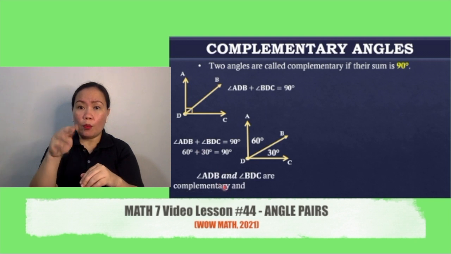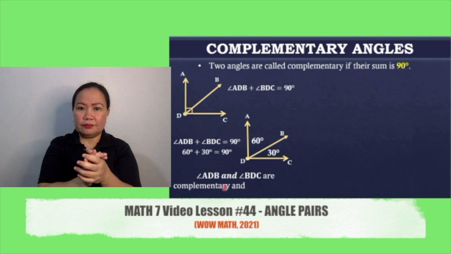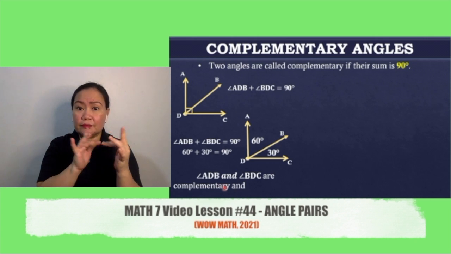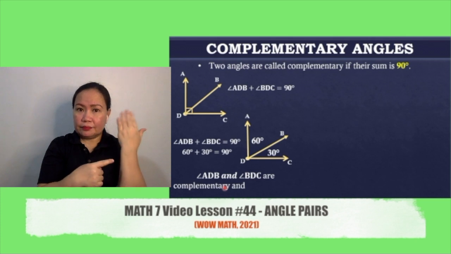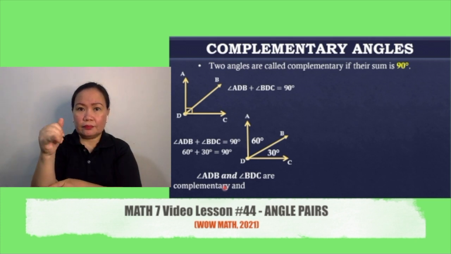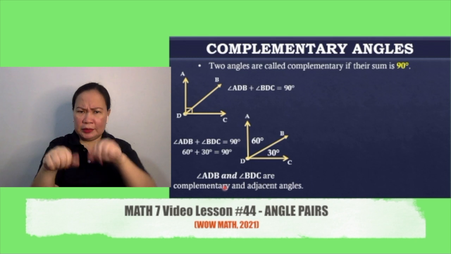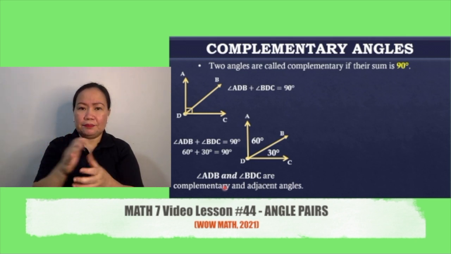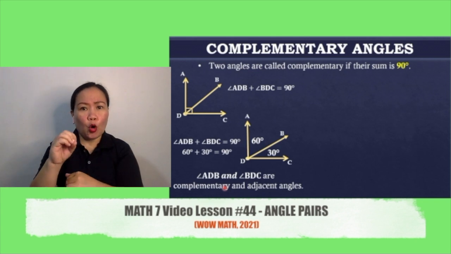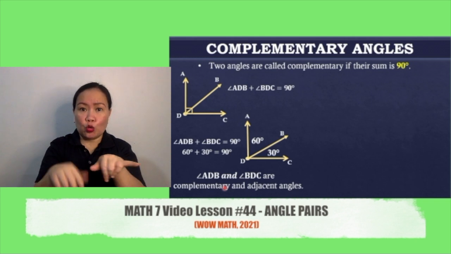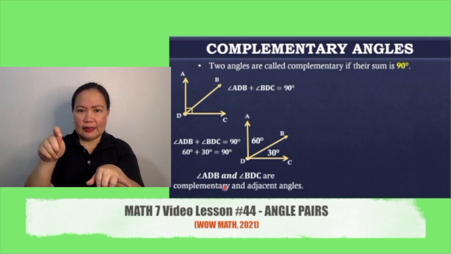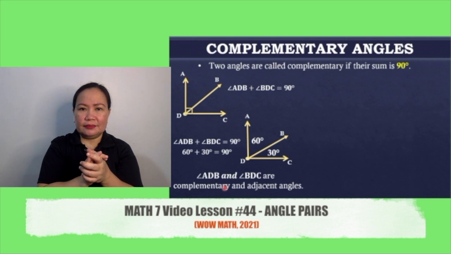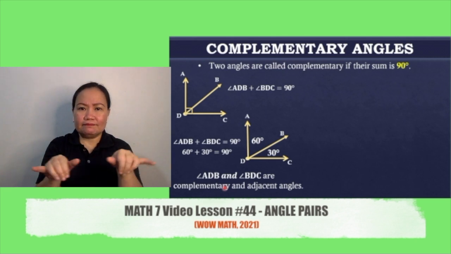Now, aside from complementary, i-relate natin ngayon yung previous discussion natin sa previous slide na adjacent angles. We can also call these angles adjacent angles. Okay? So, aside from complementary angles sila, these are also adjacent angles. Dito na nakikita na natin yung relationship ng angle pairs. That complementary angles can also be adjacent angles.